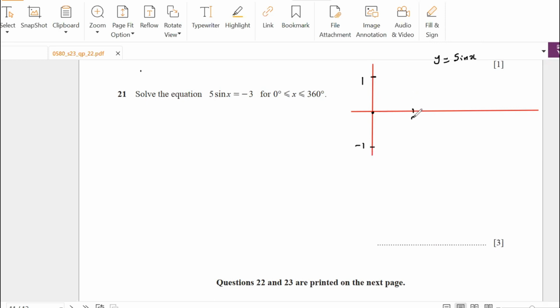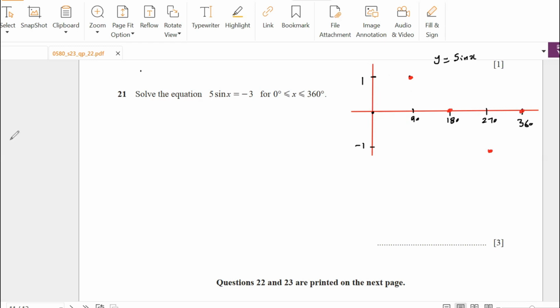and I'm writing 90, 180, 270, 360, that is one rotation. And we can check at sine 90 it is 1. So my point is here. At sine 180, that gives me 0. So point is here. This is 1 point. Then at 270 it is negative 1. So down, and 360 again 0.